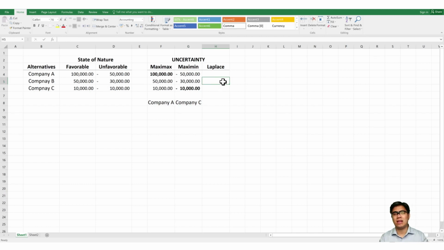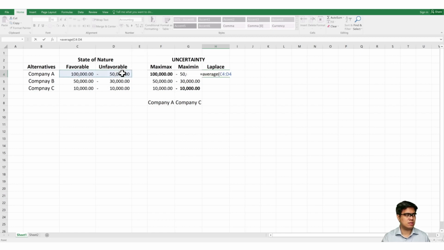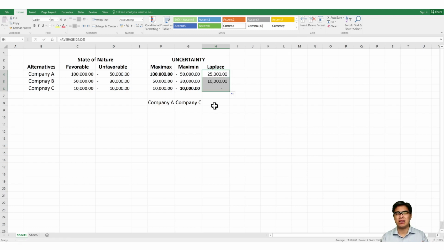So the third criteria now, the third example here, is the equally likely criterion. You're simply neither an optimistic nor a pessimistic type of person. So what do you do? You typically average the different outcomes based on each alternative. So type in average, and then select the two outcomes, and you get 25,000. So we do the same for the other two alternatives. So you have 0, 10,000, and 25,000.